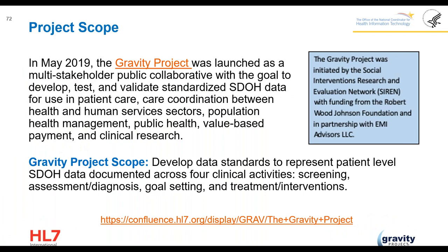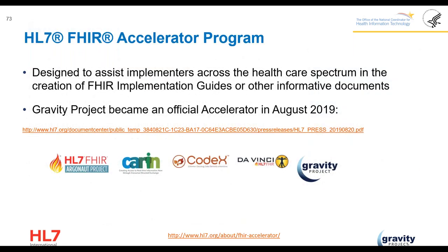It was a spinoff from work that was being done at Siren at UCSF. The scope of the Gravity Project is to develop data standards to represent patient social determinants of health information documented across four clinical activities: screening, assessment, diagnosis, goal setting, and treatments or interventions. Next slide, please. In August of 2019, Gravity became a FHIR accelerator, taking advantage of the services offered by HL7 to support FHIR accelerators. Next slide, please.